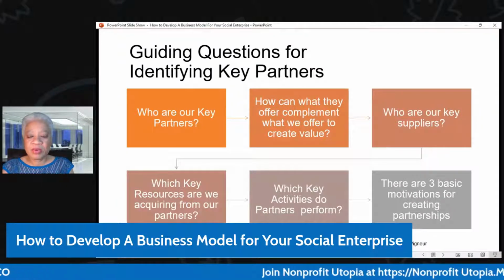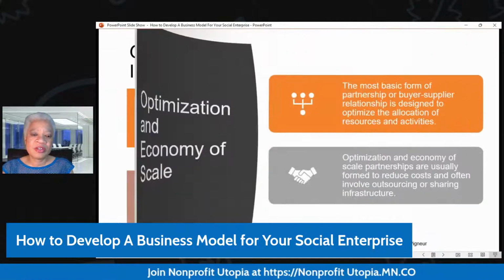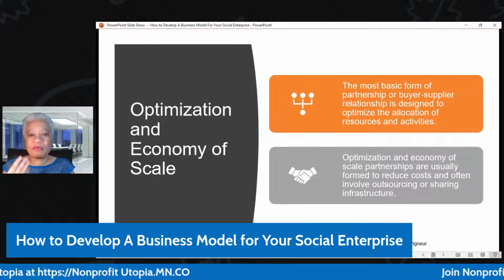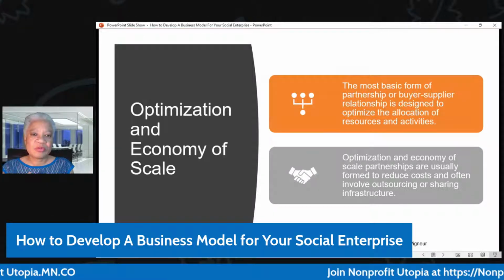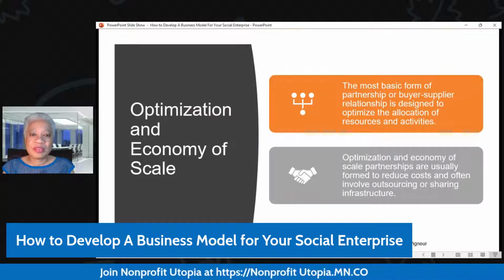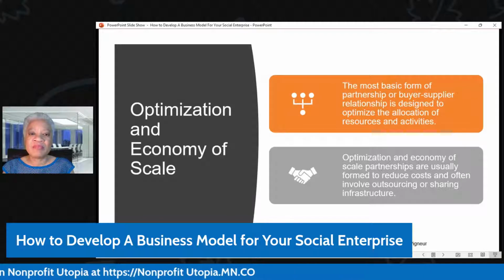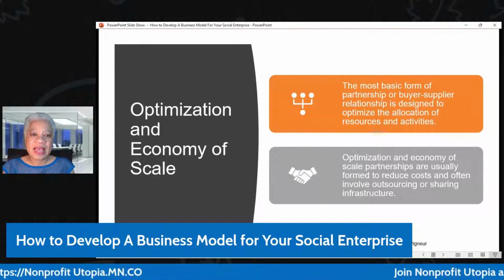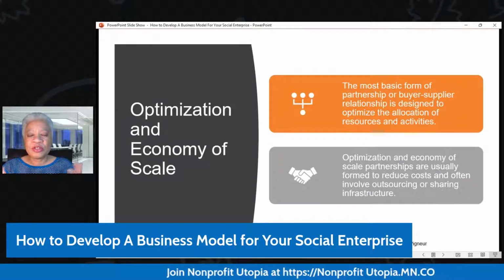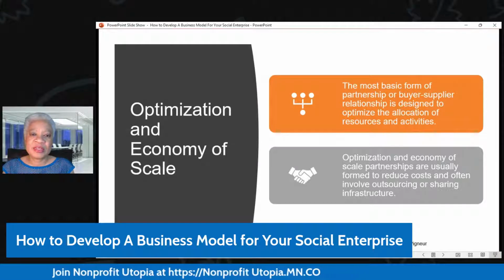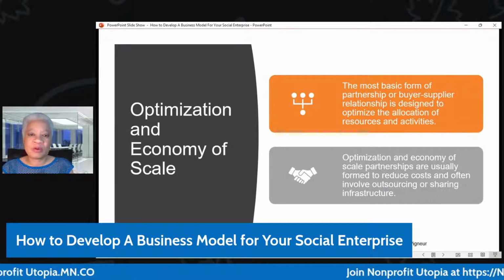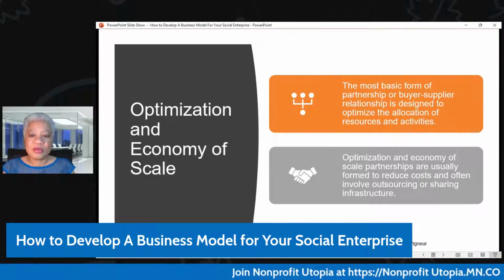And basically, there are 3 motivations for creating partnerships. One of the most common is you want to provide efficiency and economy of scale. When we're talking about economy of scale, we're talking about how do we boost our production, right? So that our cost per unit is actually lower. And having economy of scale can actually position your business in such a way that you have created a competitive advantage, because not only are you reaching more people, but you're able to reach more people at a lower cost than people who are coming into the industry.